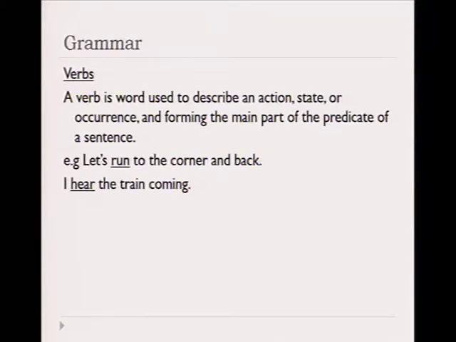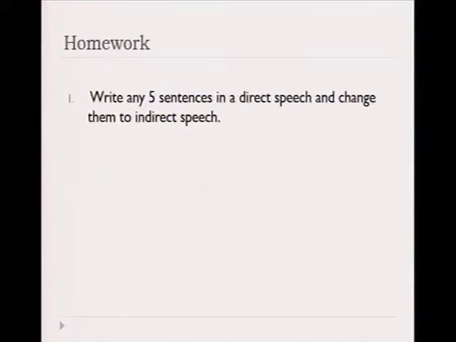A verb is a word used to describe an action or state or occurrence and forming the main part of the predicate of a sentence. An example: let's run to the corner and back. You're seeing that run is an action word. It's the act that the speaker is doing. So that doing word is a verb. I hear the train coming. Here it's a doing word, so that is a verb. Understand that one also.